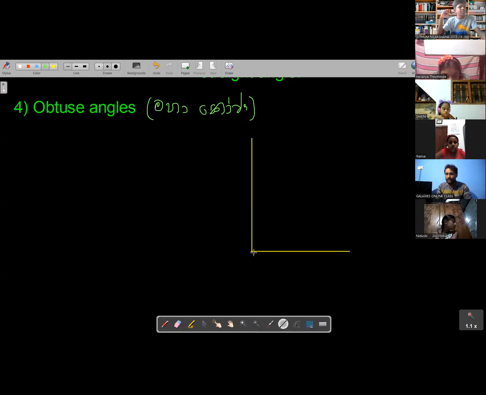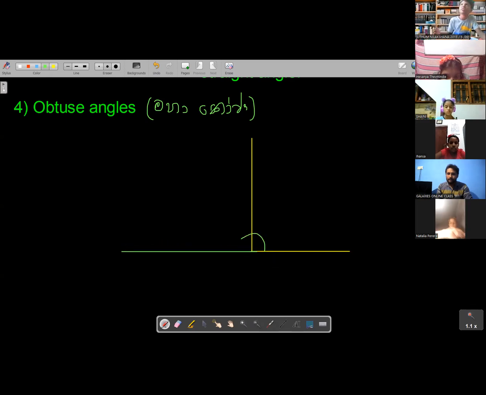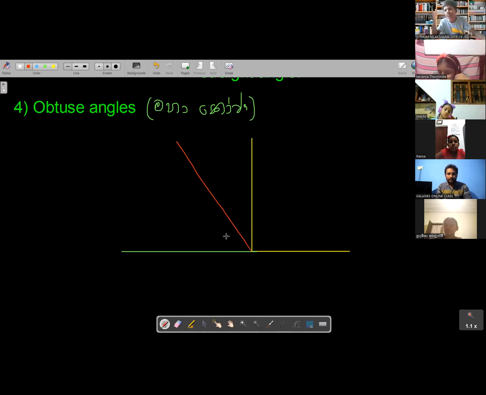I will draw another one, okay? Look at this. What is this angle? What is the type? A straight angle. Right angle. This one is a right angle. This one is a straight angle. Okay. Now I will draw another. Look at this. Now look at this one, magnitude. This magnitude is greater than the right angle, but less than a straight angle.